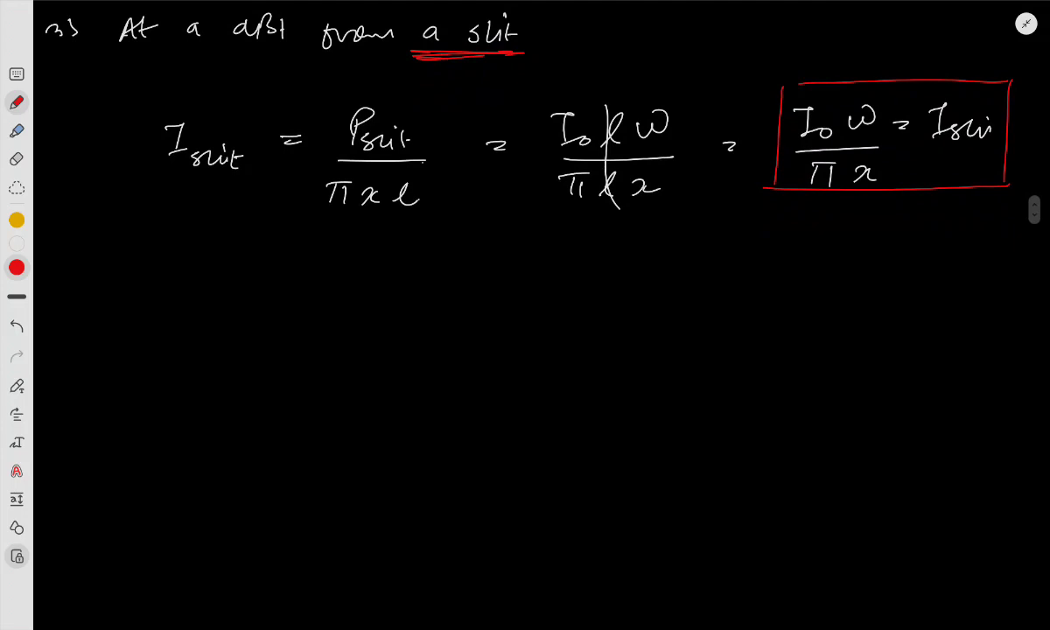And now let us get to understand another thing, that is interference in thin films.